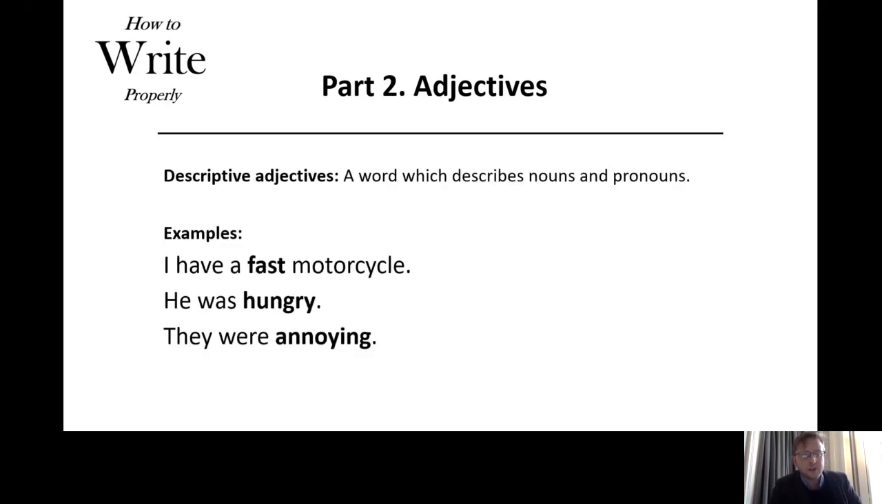Now, there's all different kinds of adjectives, so I'm just going to go through a few common examples here. This is probably one of the most common examples, and this is what that children's example was based on, a descriptive adjective. This is where an adjective is used to describe a noun or pronoun, a person or thing, basically. So common examples like the red ball, I have a fast motorcycle, he was hungry, they were annoying. All of these adjectives are telling us more about those subjects.